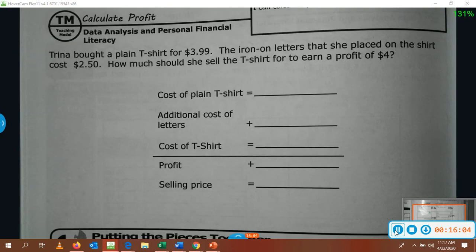Go ahead and read it and go ahead and discuss it. Pause the video and then we will get an explanation.